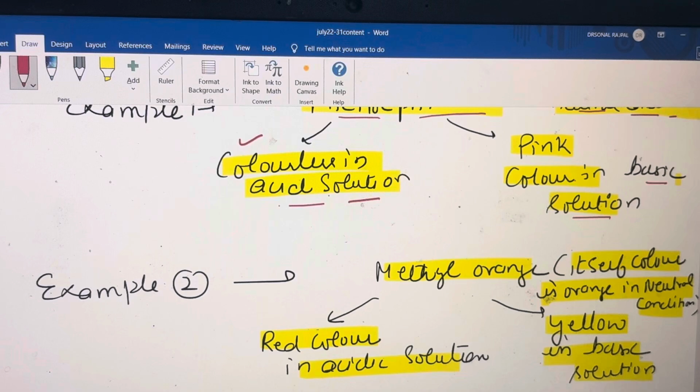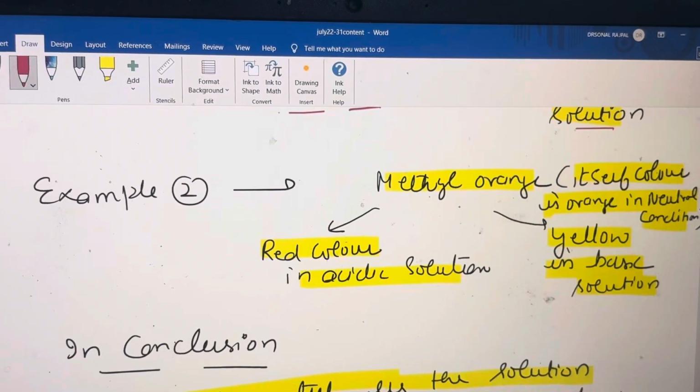And another example of a synthetic indicator is methyl orange. You know students, methyl orange itself is orange in neutral conditions, but it gives red color in acidic solution, and it will give yellow color in basic solutions.